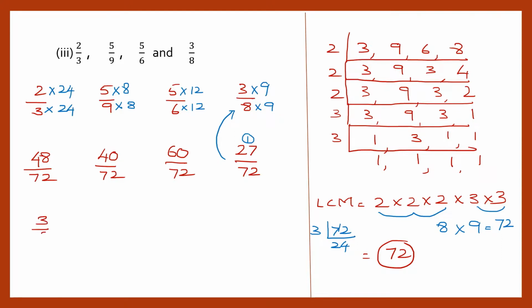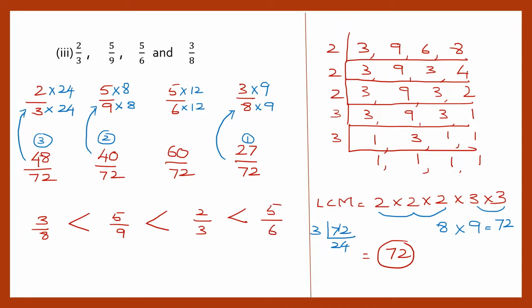3 by 8 is smaller than the next smallest fraction, 40 by 72, which is 5 by 9. 5 by 9 is smaller than, in 48 and 60, 48 is the smaller one, which is 2 by 3. So 2 by 3 is smaller than the last fraction, which is 5 by 6. Okay.